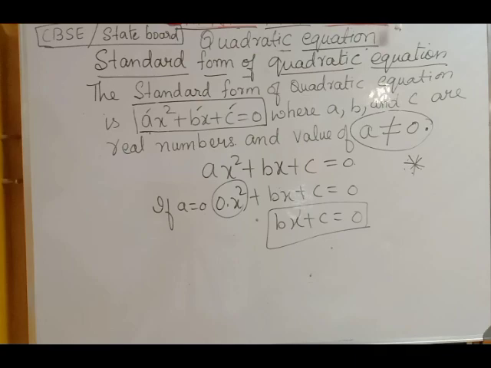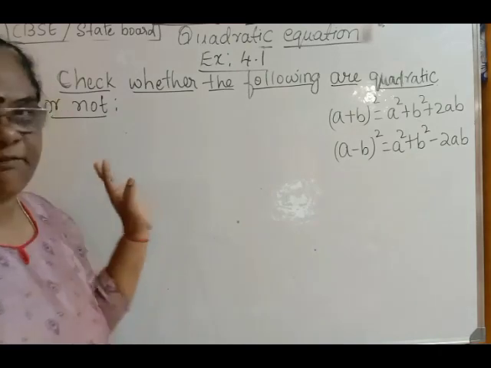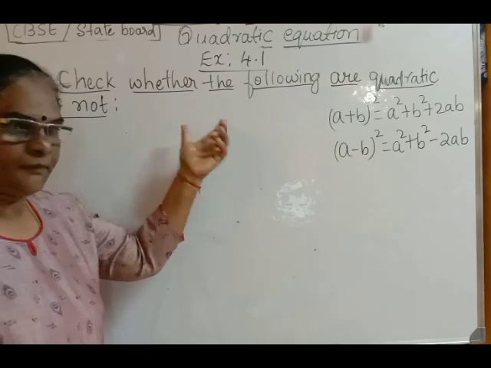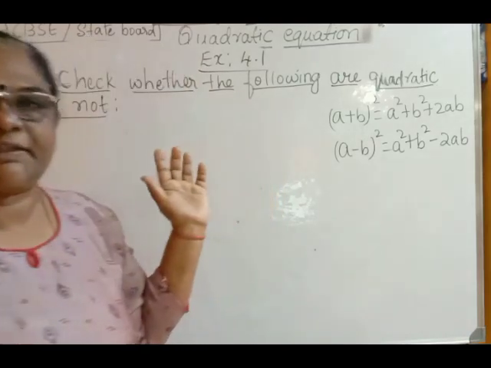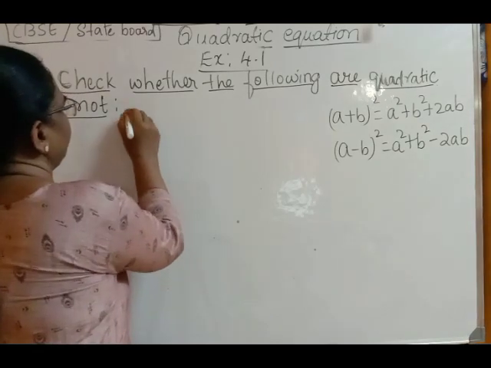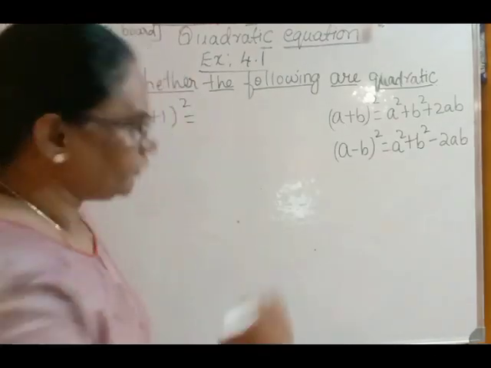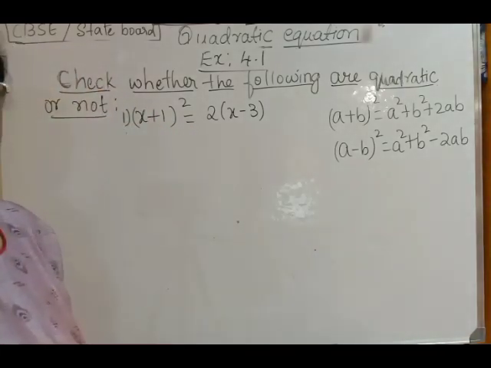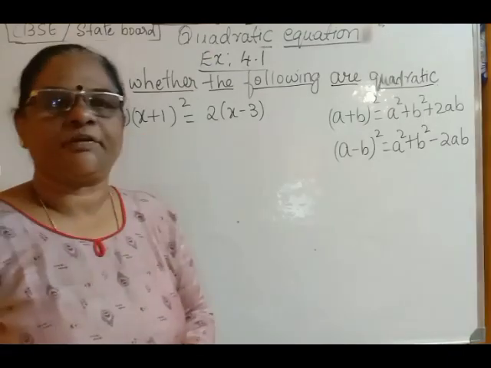Next, check whether the following are quadratic equations or not. So here what you have to check, they have given the expression, you have to multiply and check whether you will get quadratic equation or not. X plus 1 whole square, first one, x plus 1 whole square is equal to 2 into x minus 3. So this is a problem. So in this problem, you have to check whether this becomes a quadratic equation or not.